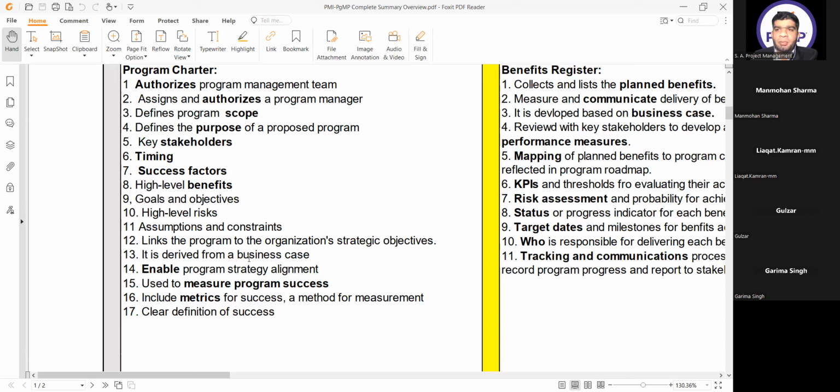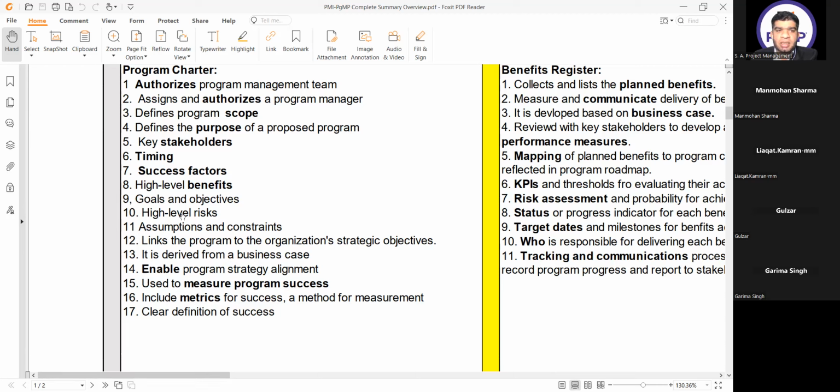It is derived from a business case because we study business cases first. It enables program strategy alignment, is used to measure program success, and includes metrics for success, a method for measurement, and a clear definition of success. So these are the keywords of program charter.